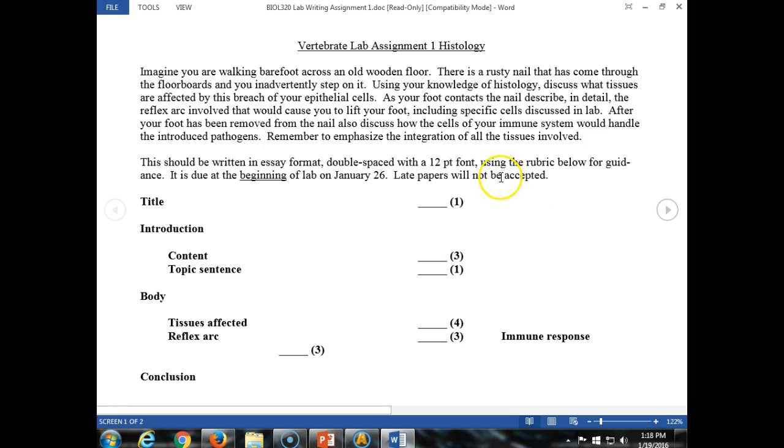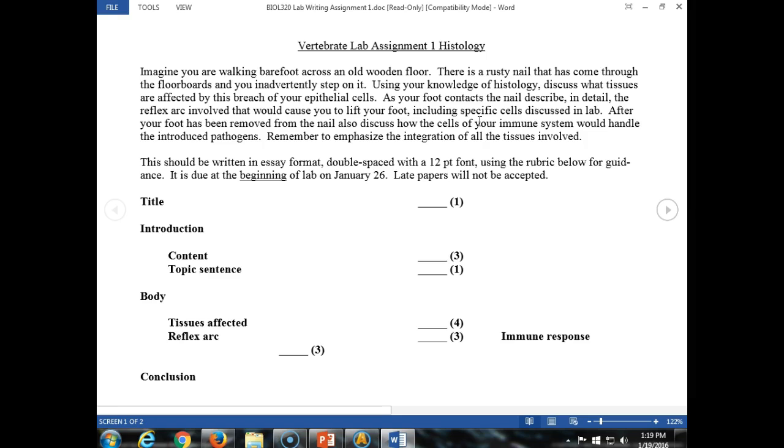This assignment is going to allow you to review all of the major histological tissues that we've talked about, including today. It's a problem-solving assignment, and you're going to imagine that you're walking barefoot across an old wooden floor. There's a rusty nail that has come through the floorboards, and you inadvertently step on it. Using your knowledge of histology, discuss what tissues are affected by this breach of your epithelial tissues. As your foot contacts the nail, describe in detail the reflex arc that would cause you to lift your foot, including specific cells discussed in lab.